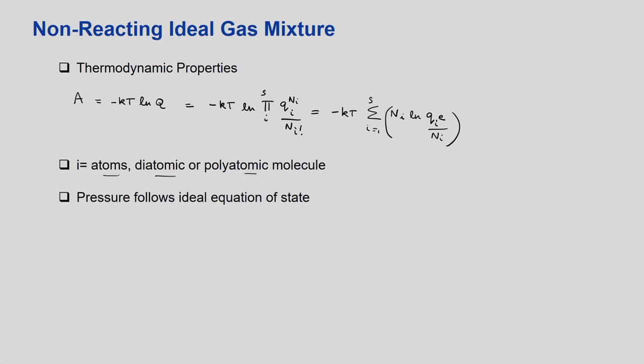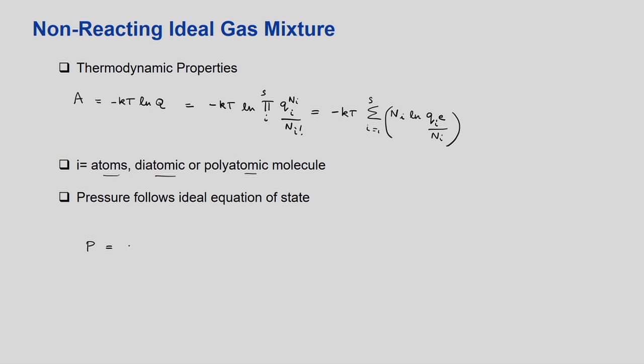So pressure will also follow the ideal equation of state when there are N_i number of molecules, that is N_A, N_B, N_C or N_1, N_2, N_3. If all are known, then also the total pressure will follow the ideal gas law. So it means that P is given by kT dou ln Q by dou V. This we have already derived in the previous lecture. Substitute Q here from the previous slide, then take the logarithm and then take a derivative with respect to volume. So you will get simply kT upon V into summation N_i. So it means this follows the ideal gas law, because we are talking about a non-reacting ideal gas mixture.